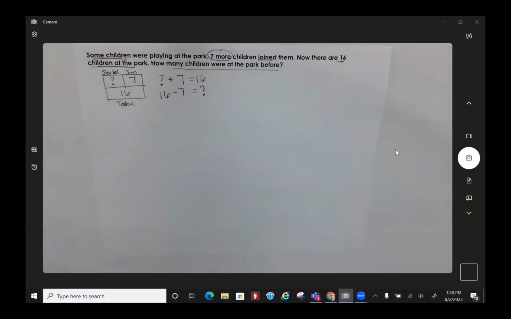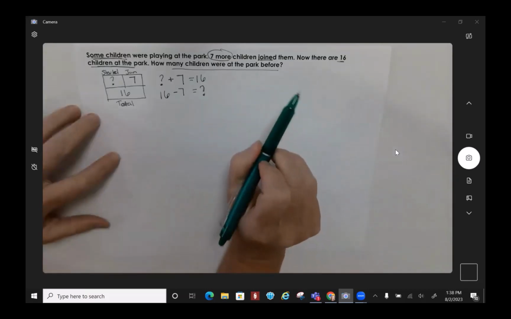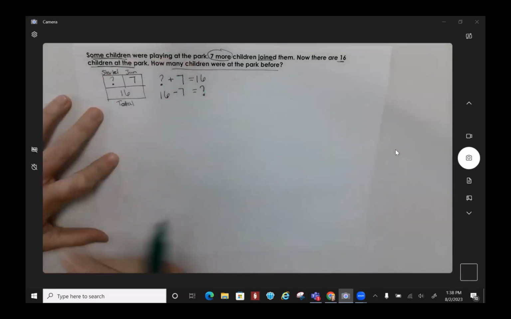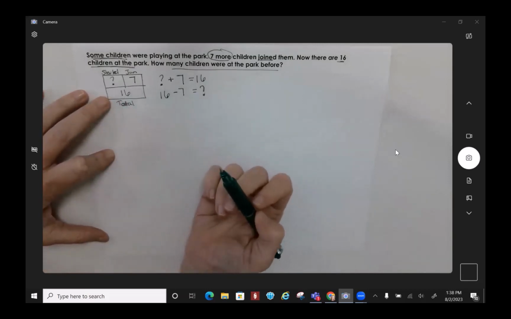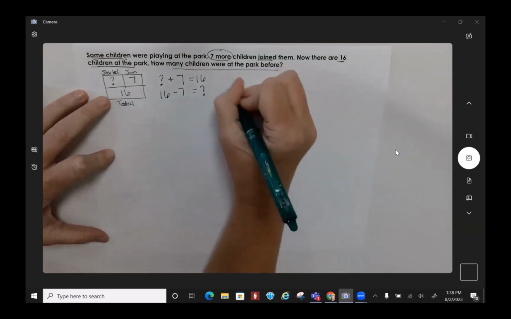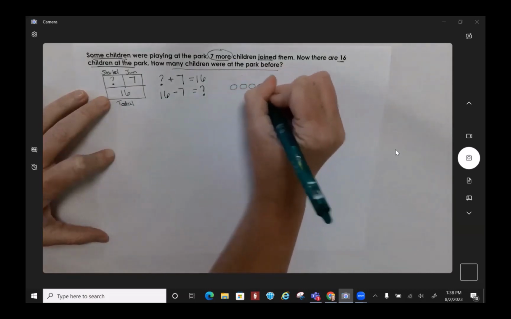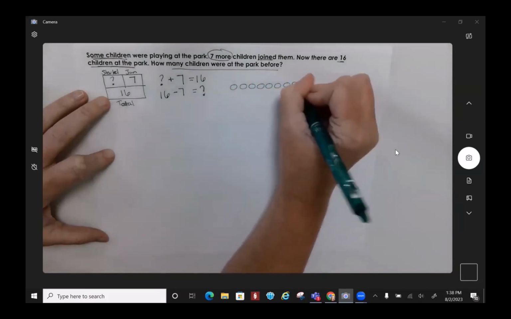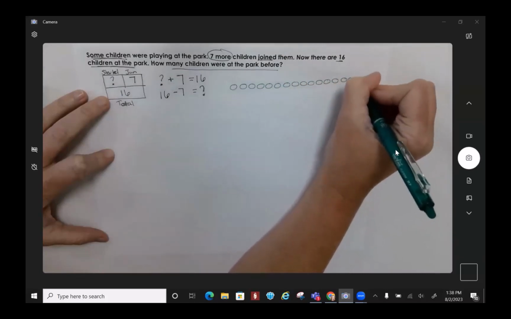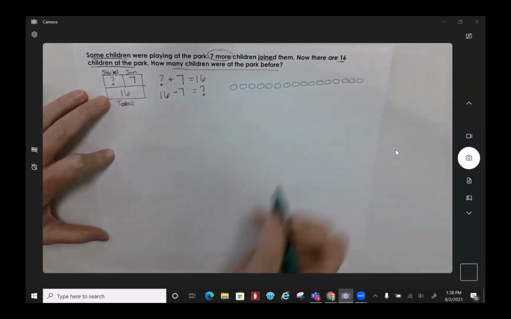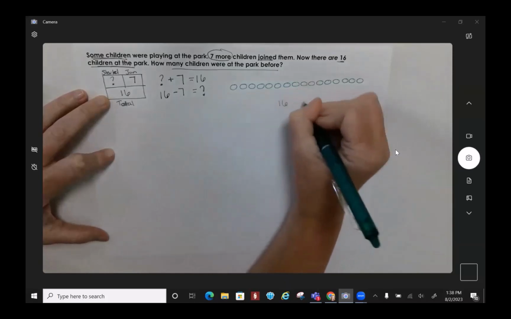So let's consider how we could solve this problem in another way without concrete manipulatives. We could also draw a picture. If I'm thinking about how to draw a picture related to the thinking I've already done, I know that I would need to draw all of my students. So I am going to draw all 16 students. 1, 2, 3, 4, 5, 6, 7, 8, 9, 10, 11, 12, 13, 14, 15, 16. These are my 16 total students.